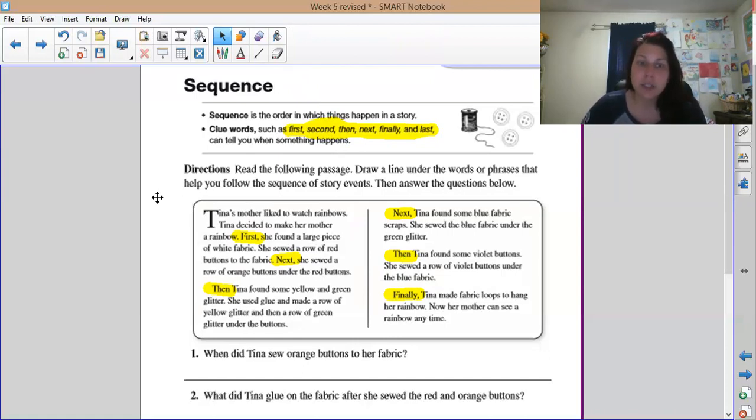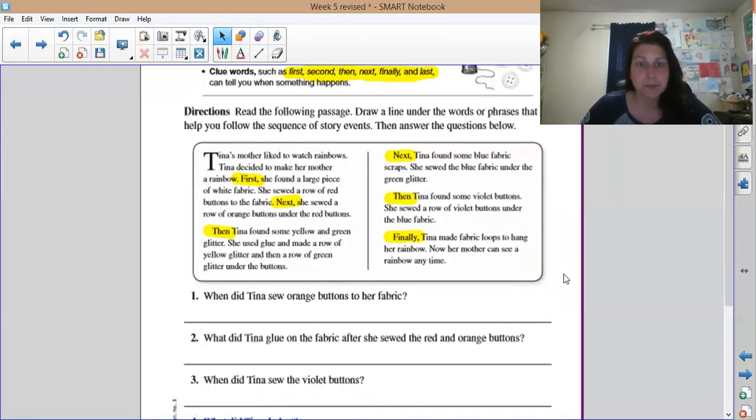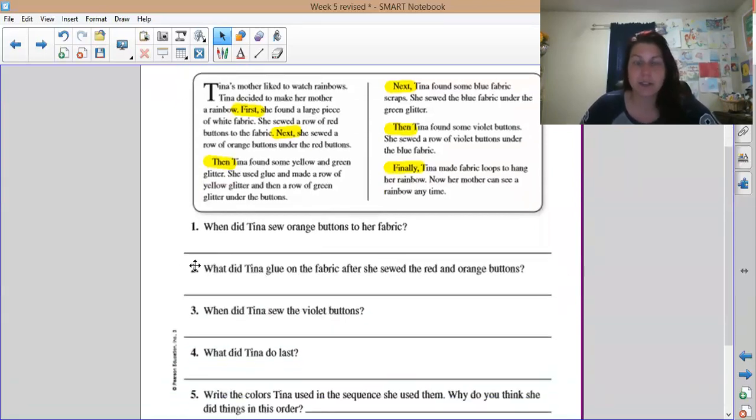We see what she's doing here. And if you can try to envision in your head what a rainbow looks like, then you know how we kind of order the colors: red, orange, yellow, green, blue, purple. Violet is another word for purple. So she's making her rainbow. Let's go down to answer our questions. All right, when did Tina sew orange buttons to her fabric?